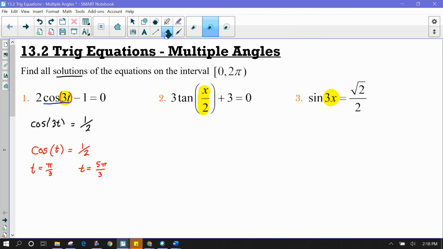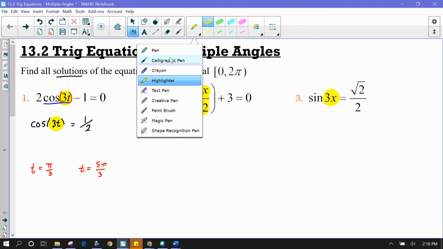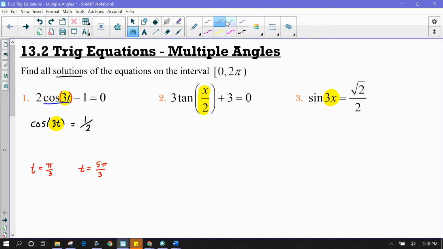Now the only thing that's going to change now that we're not working with this problem in red, but really with that line in black, is instead of putting t, I am now going to put that both of those solutions are equal to 3t. Okay, so it's the only difference now. I'm just including that 3 that's in front of the t. So 3t is equal to pi over 3 and 5 pi over 3.